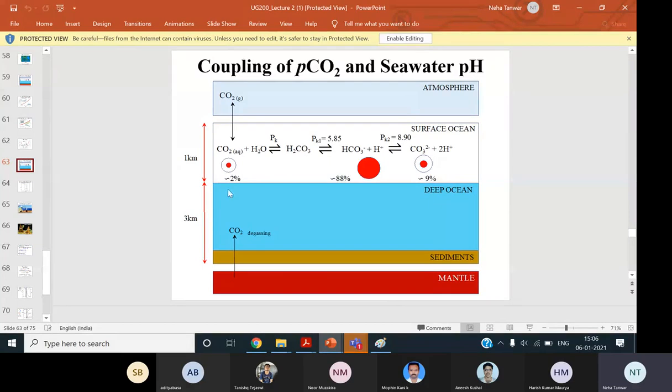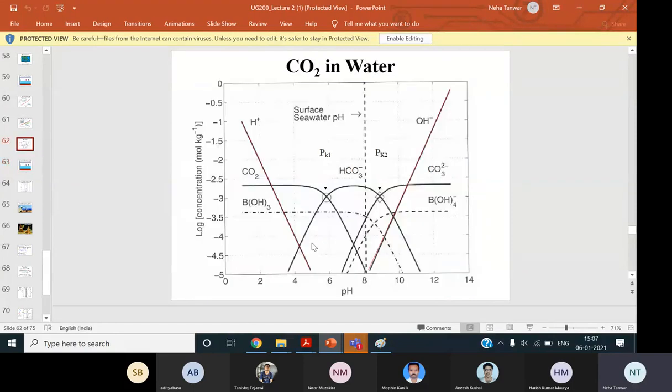Okay, so as soon as CO2 dissolves in water, it forms carbonic acid, and carbonic acid dissociates into bicarbonate and carbonate ions. This plot dictates how much carbonate ion, how much bicarbonate, and how much CO2 we will have. Let's say right now we are at something like 8.1. The majority of ions is the bicarbonate. Do remember this is a logarithmic scale, not the absolute concentration. So at 8, bicarbonate ions dominate over carbonate ions and dissolved CO2.